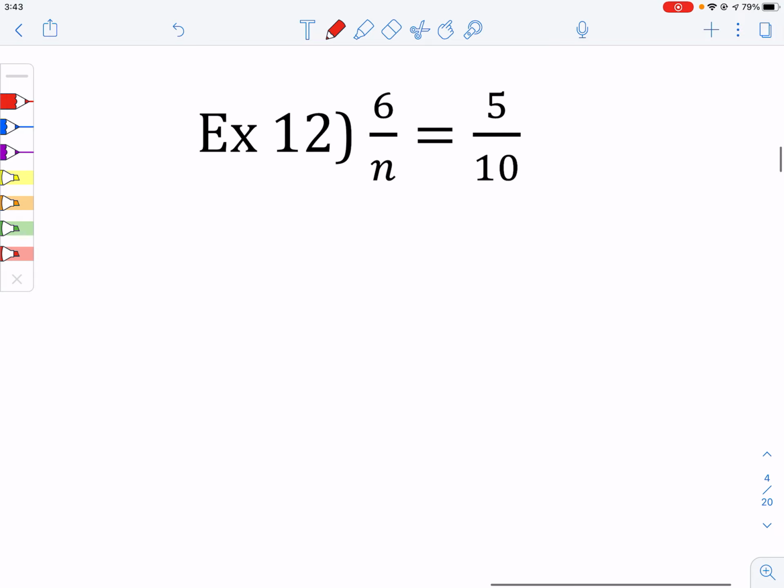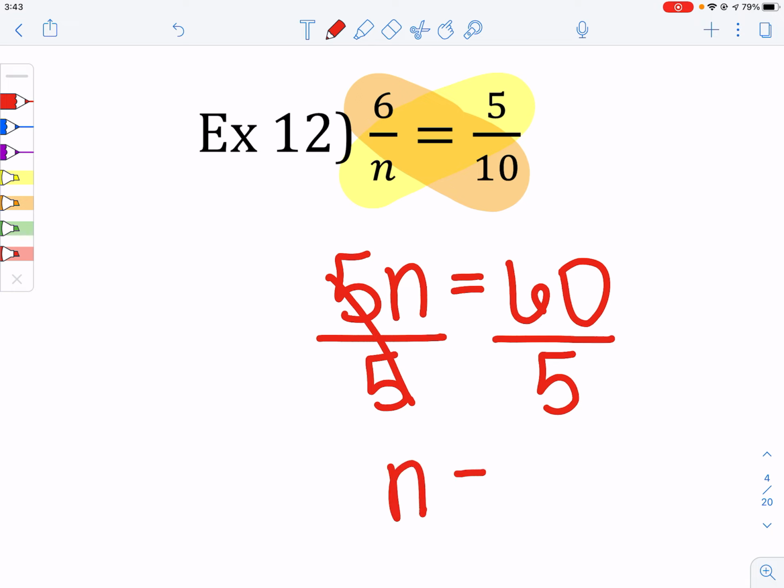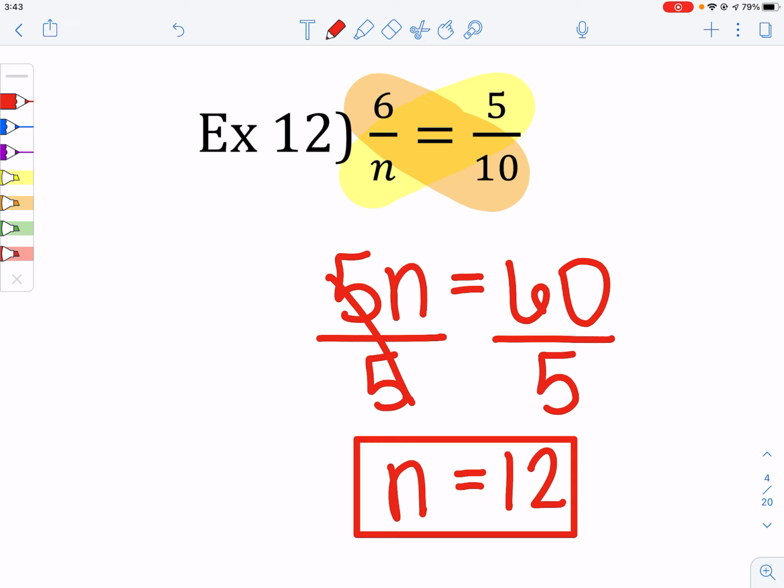Okay, one more. Number 12. Go and do your cross product, and I need your final answer. All right, so here's our cross product. We do this. 5 times n gives us 5n. 6 times 10 equals 60. Divide by 5. Divide by 5. 60 divided by 5 is going to give us 12.